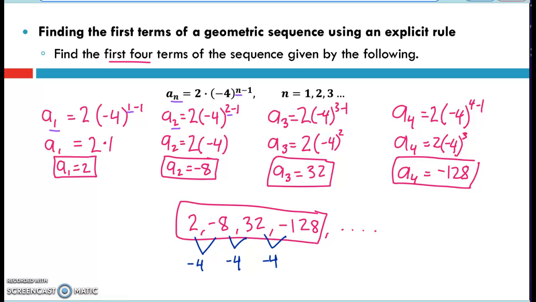Now, just to clarify really quick, where is this dot dot dot coming from? Well, my n values start at 1 and go to 2 and go to 3, and then we can see this other dot dot dot. That means n's going to keep going on forever, and we're not going to stop. So we're going to have not only the four terms, but we're going to have infinite terms that keep going on forever. And that's finding the first terms of a geometric sequence using an explicit rule.